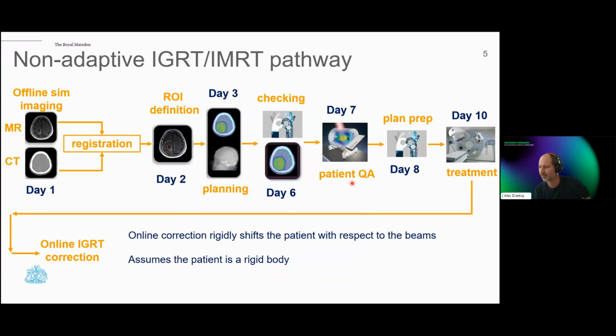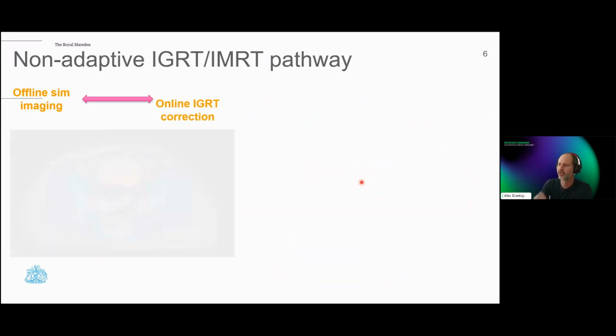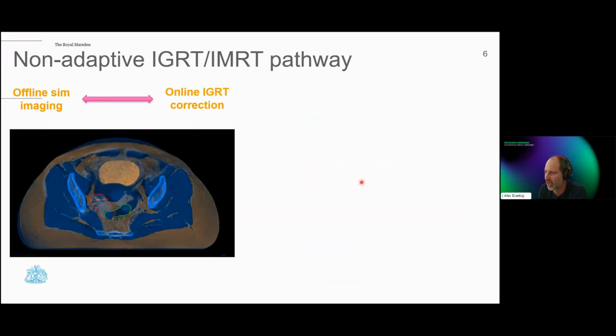But we are, of course, making the assumption that the patient is a rigid body and just shifting the patient with respect to the beams. So we all know that the patients are changing over the time period between simulation imaging and our treatment. And in fact, it's changing day to day. Here's an example of one of our rectal patients in the clinic where the GTV in the pre-treatment image is shown in red and is green on the first day of treatment.